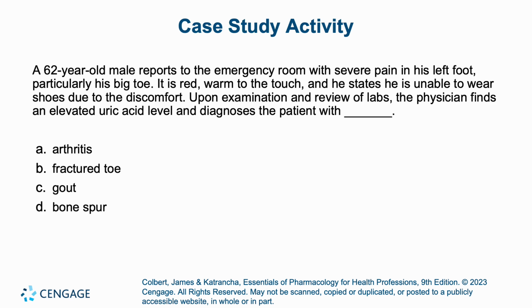Case study activity. A 62-year-old male reports to the emergency room with severe pain in his left foot, particularly his big toe. It is red, warm to the touch, and he states he is unable to wear shoes due to the discomfort. Upon examination and review of labs, the physician finds an elevated uric acid level and diagnoses the patient with A, arthritis, B, fractured toe, C, gout, D, bone spur.